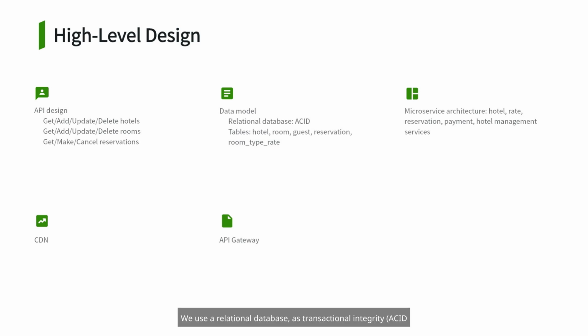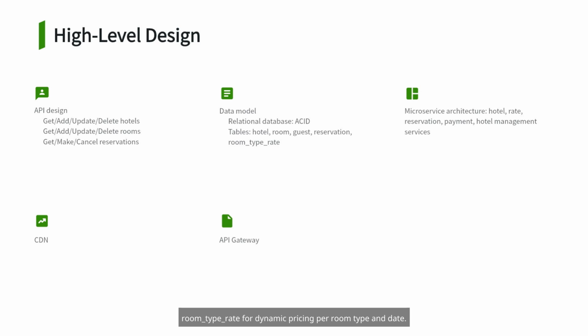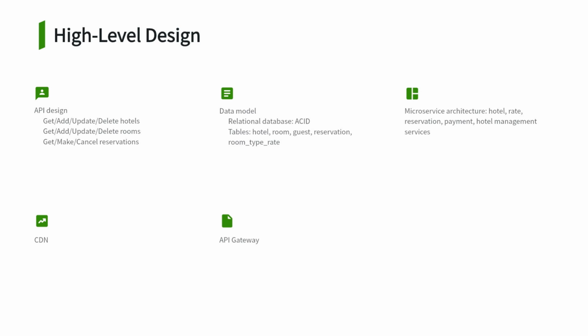2. Data model. We use a relational database as transactional integrity, ACID properties, is critical, especially when two users try to book the same room. The schema includes hotel and room tables for inventory, guest and reservation tables to track users and bookings, room_type_rate for dynamic pricing for room type and date.